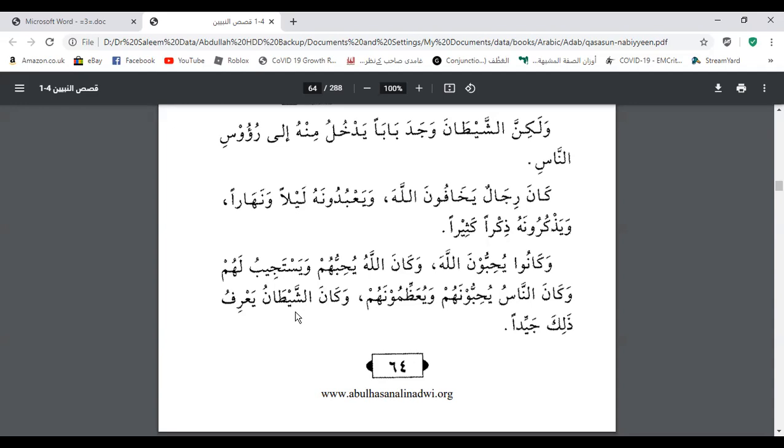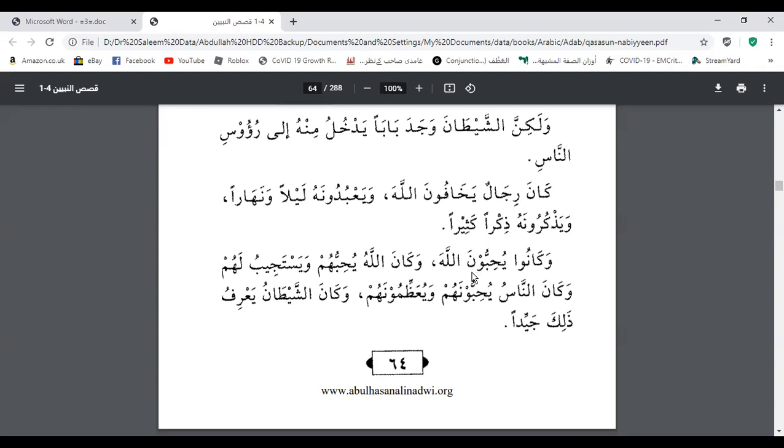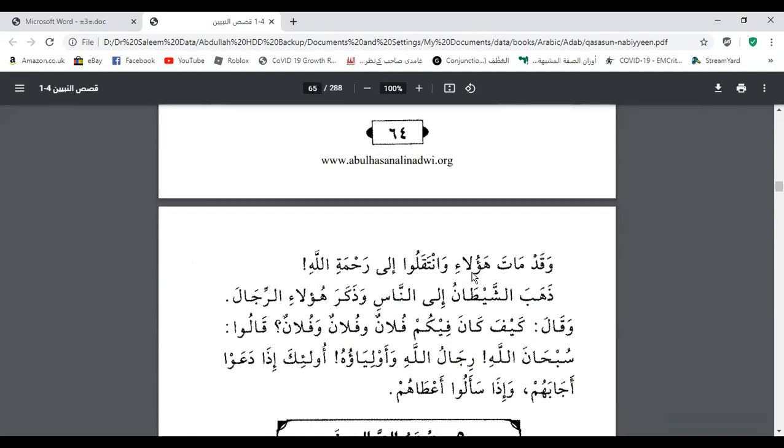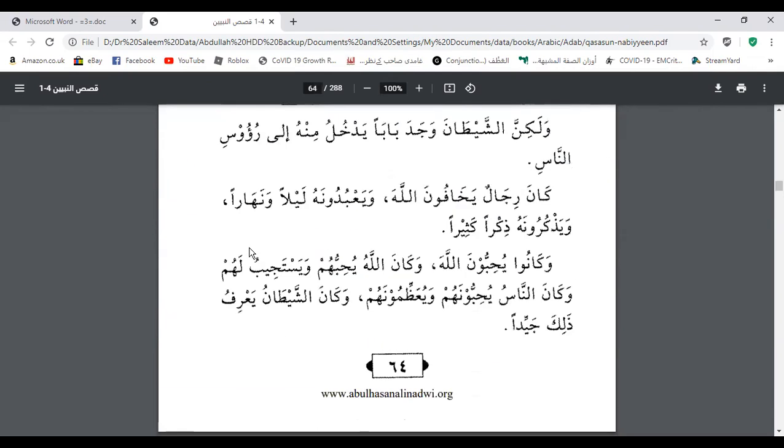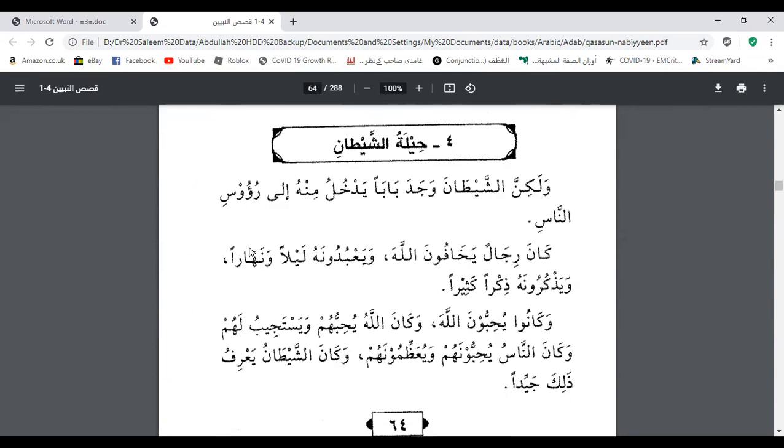وكان الشيطان يعرف ذلك جيدا. The Shaitan knew this very well, because those pious people used to love Allah, and people used to love them. It's like these pious people become more of a center of reverence because they were godly, they were pious. وقد مات هؤلاء. So then these people died. وانتقلوا إلى رحمة الله. And they transferred, meaning they moved on to the mercy of Allah, meaning they died. ذهب الشيطان إلى الناس. Shaitan came to the people. وذكر هؤلاء الرجال. And he reminded them of these men. Nice, and this is the bab that he opened, Shaitan.